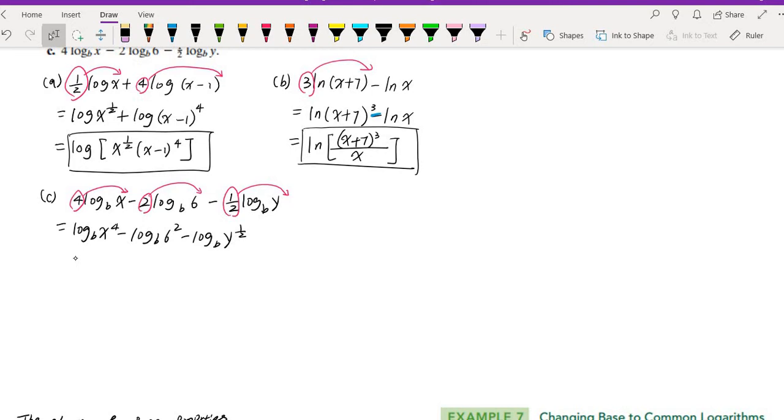So here we have a subtract. I'm going to deal with this one first. We're going to have log base b. We use the quotient rule. We're going to have x to the 4th power over 6 to the 2nd power. Of course, we should know 6 squared is just 36. Then minus log base b y to the 1/2 power.